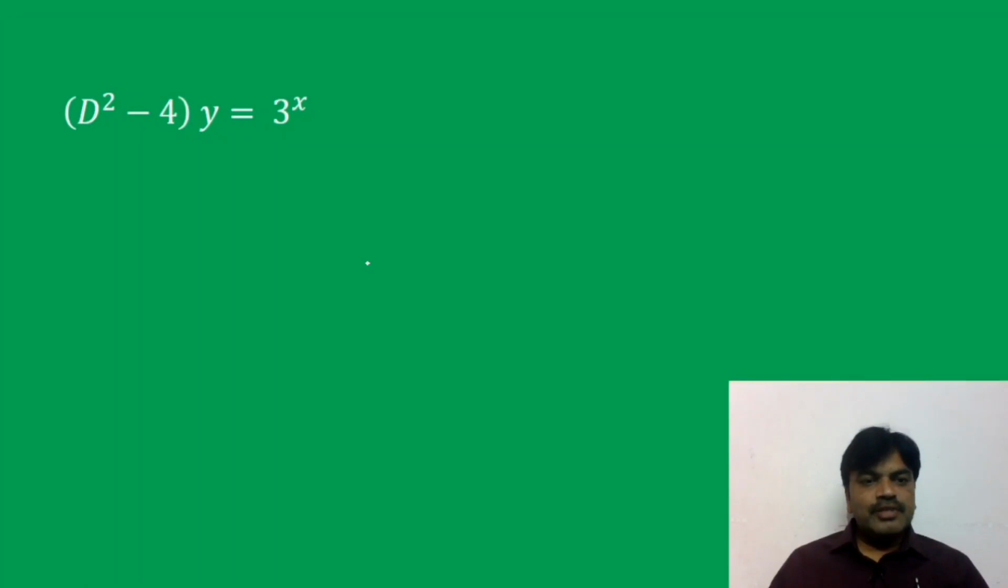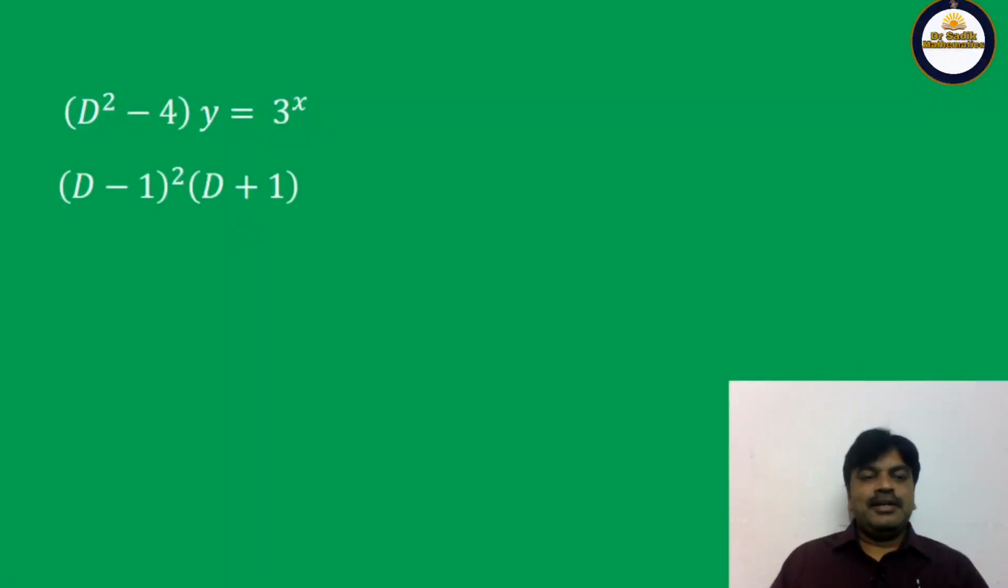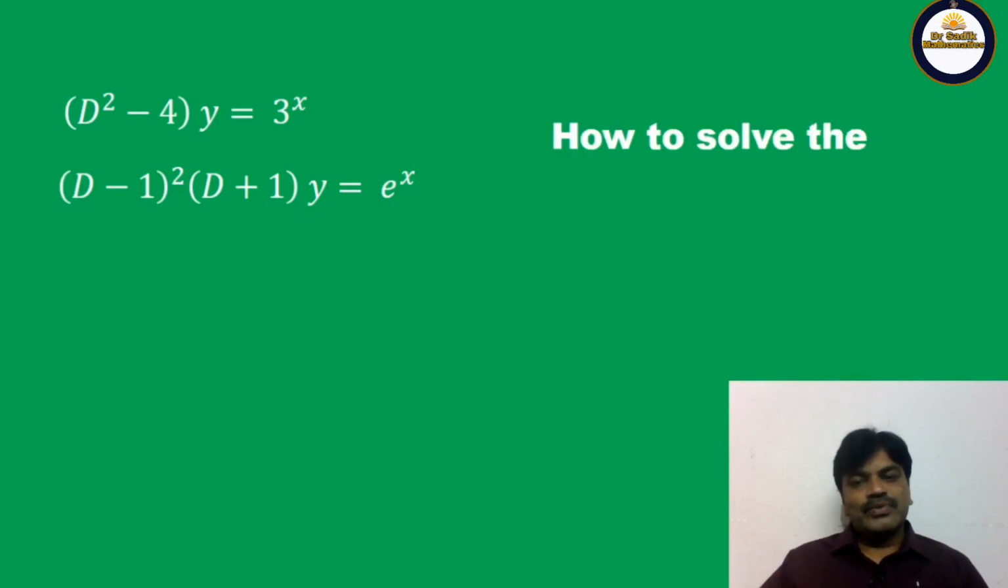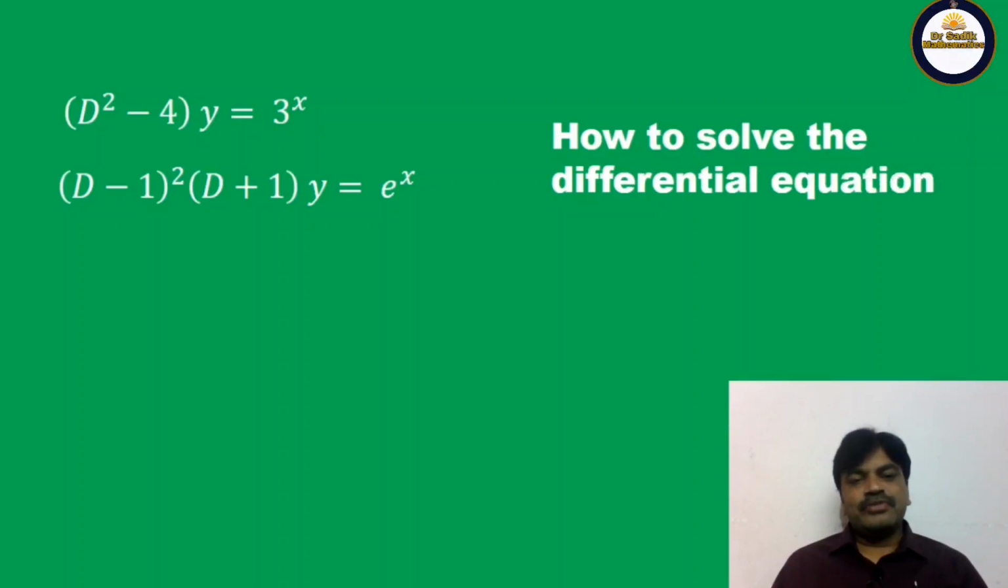(D² − 4)y = 3^x. (D − 1)²(D + 1)y = e^x. How to solve such type of differential equation?